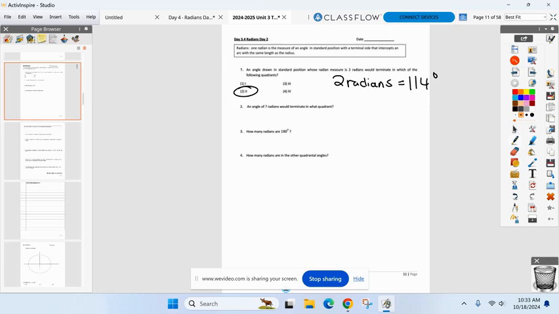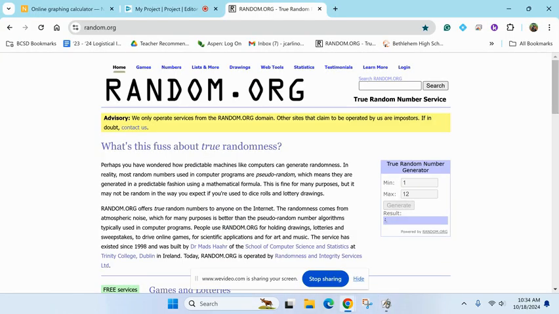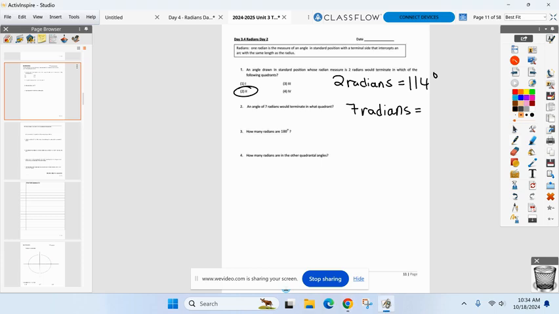All right, what about an angle of 7 radians now? 7 radians. What quadrant am I in? About how many? Just round it a little bit. So if I'm at 7 radians, that's about how many degrees there? Leah? About 401.